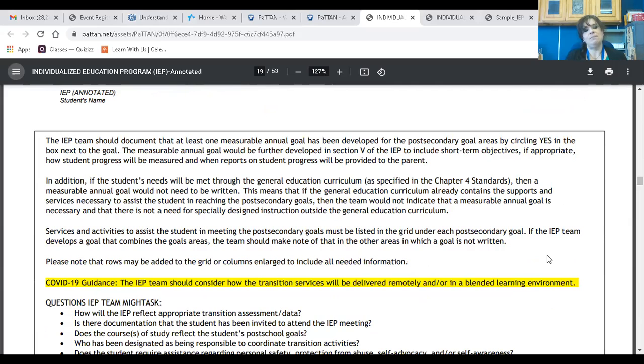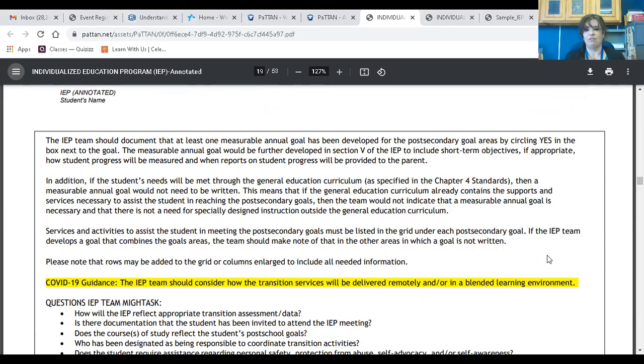The IEP team should at least document one measurable annual goal that has been developed for the post-secondary goal area. This measurable annual goal would be further developed in the next section, which is the transition grid of the IEP. If the student's needs will be met through the general education curriculum, then a measurable annual goal would not need to be written.